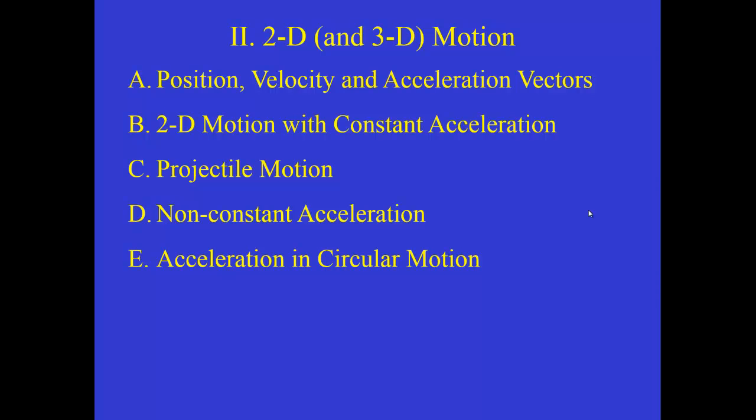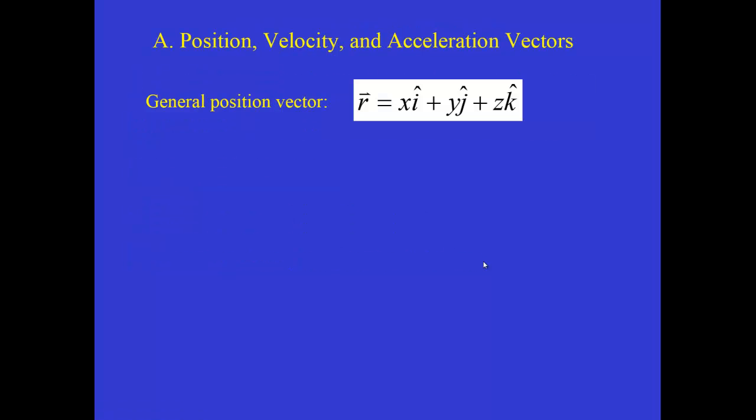And so that will culminate in our treatment of projectile motion, which is a special case of 2-dimensional motion with constant acceleration. Then we'll go on and talk briefly about non-constant acceleration, and eventually finish up Chapter 3 with an introductory treatment of acceleration in circular motion problems. So first of all, now that we explicitly have to write down position, velocity, and acceleration as vectors, we'd better talk through the notation for doing that.